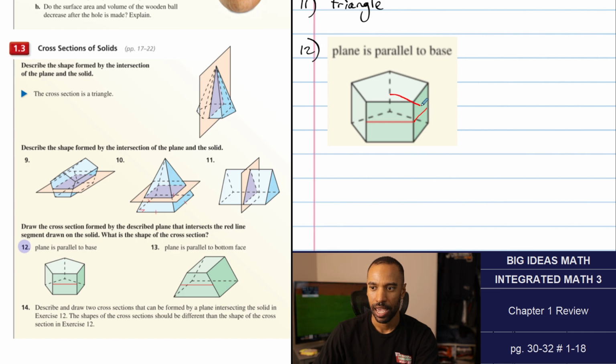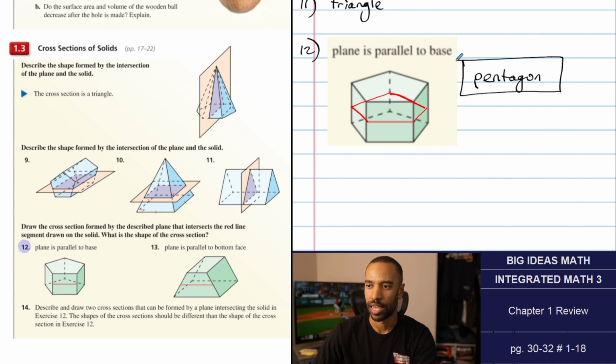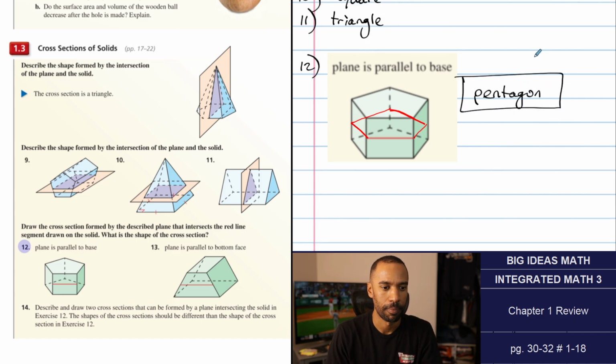So here they intersect through that. You're looking at this red cross-section here. You make a pentagon much like the pentagons you see on top and bottom. They're in fact congruent to that one. So there's the drawing. There is the cross-sectional shape.